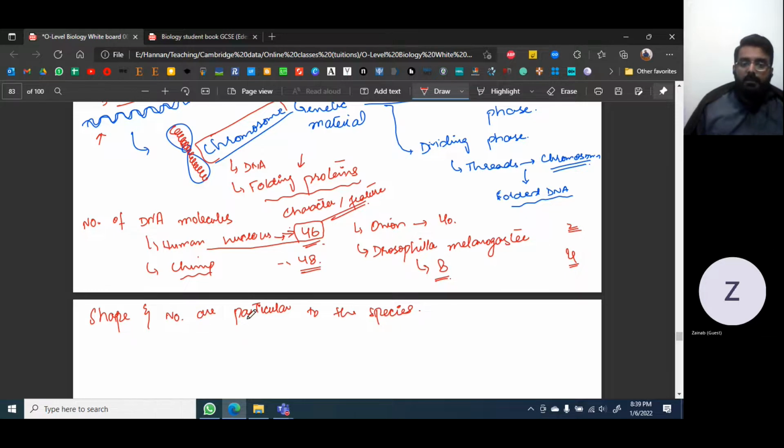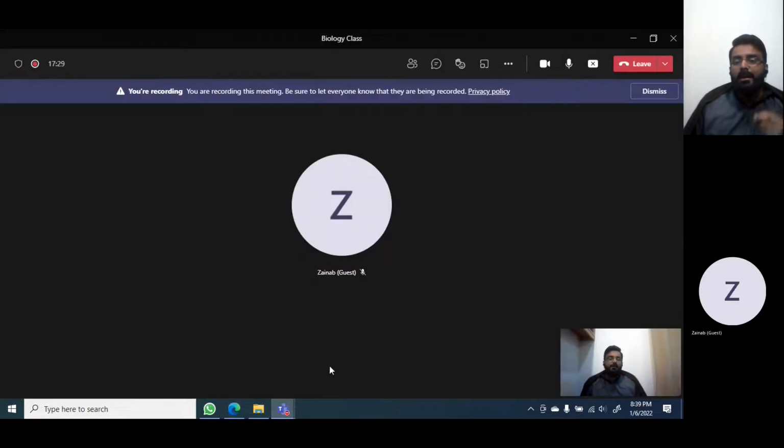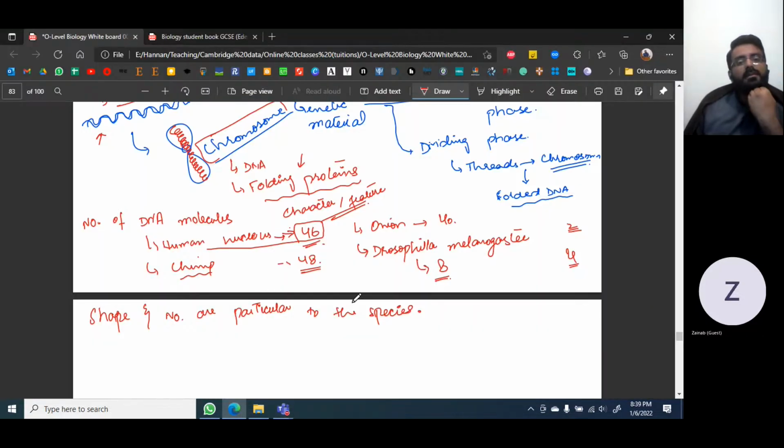The shape and number of chromosomes are particular to the species. We can recognize the species by only the number of chromosomes present in that species. For example, there are dogs having 44 chromosomes, 50 chromosomes, etc. So there can be a difference of chromosomes between different species.